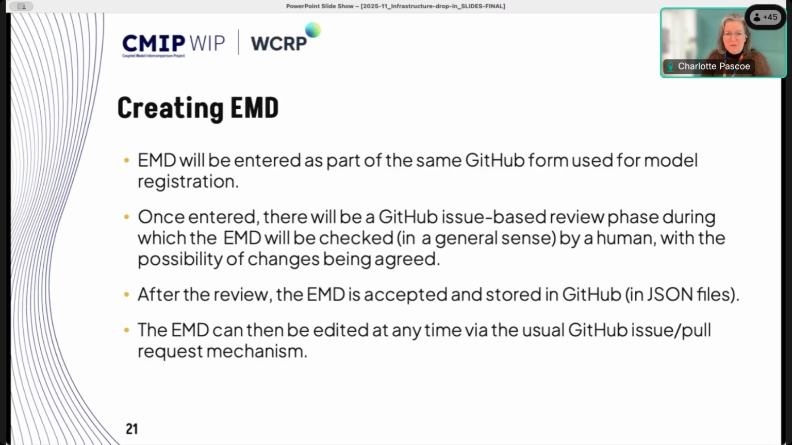After that review, and once those changes that might appear through that review process are complete, the essential model documentation is going to be stored in JSON files on GitHub. And then the documentation can be edited via the usual GitHub issue and pull request mechanisms. Next slide, please.